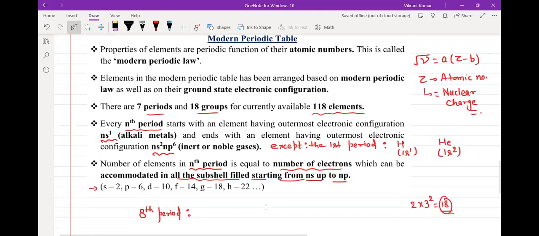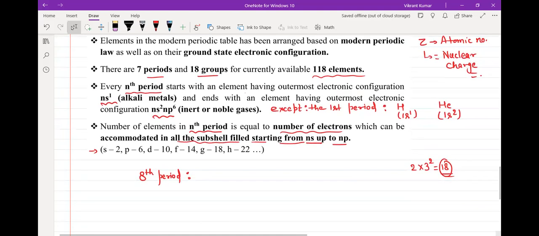Because you are thinking that the nth shell is going to be filled in the nth period, which is a false statement. We are not filling the nth shell in the nth period. Clear a point? What we are doing is starting at the ns subshell and completing the np subshell. Whatever comes in between will be filled there. Is it okay? So I'll tell you the pattern.